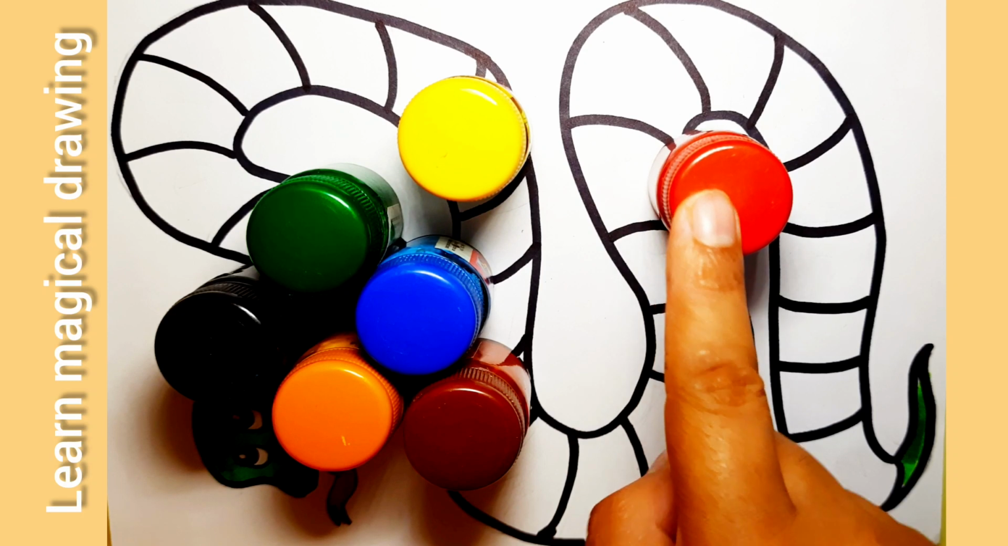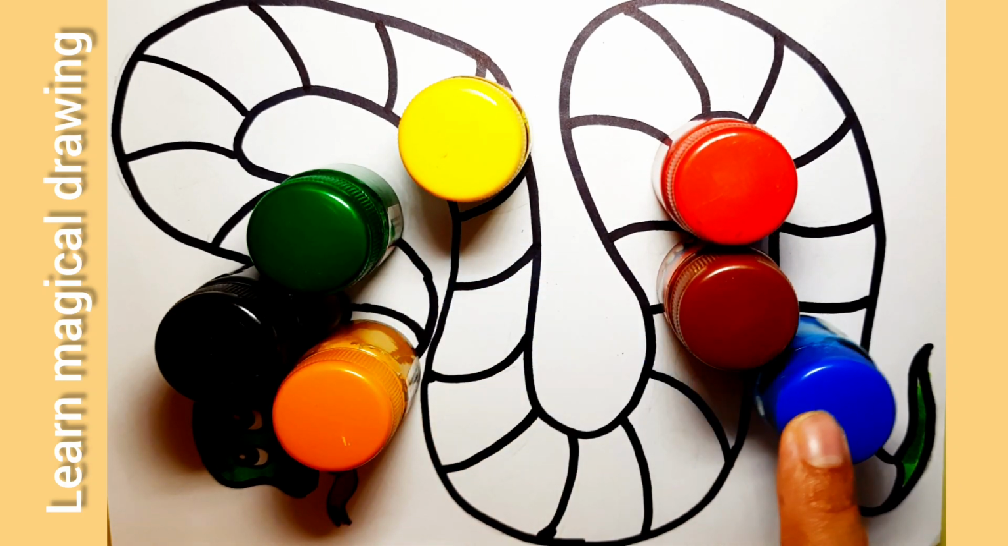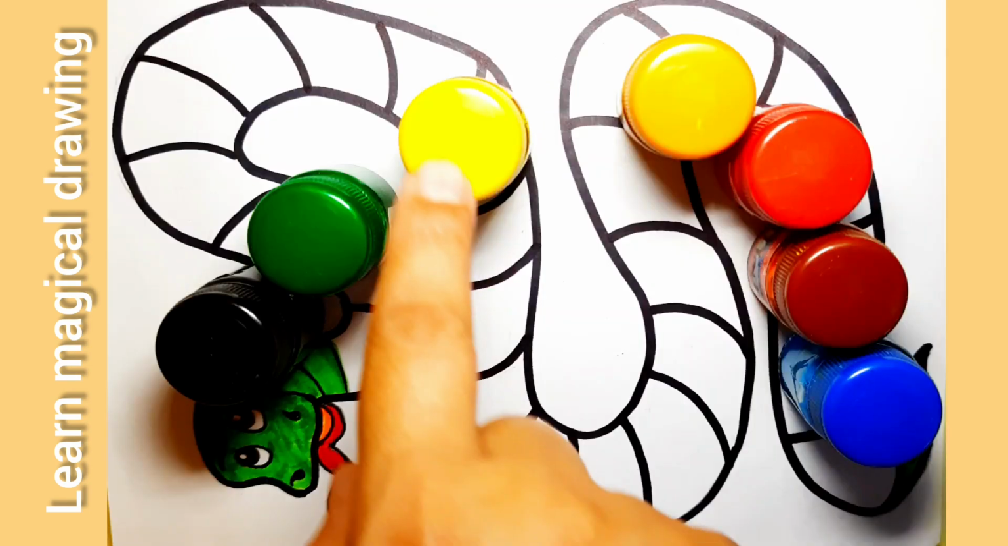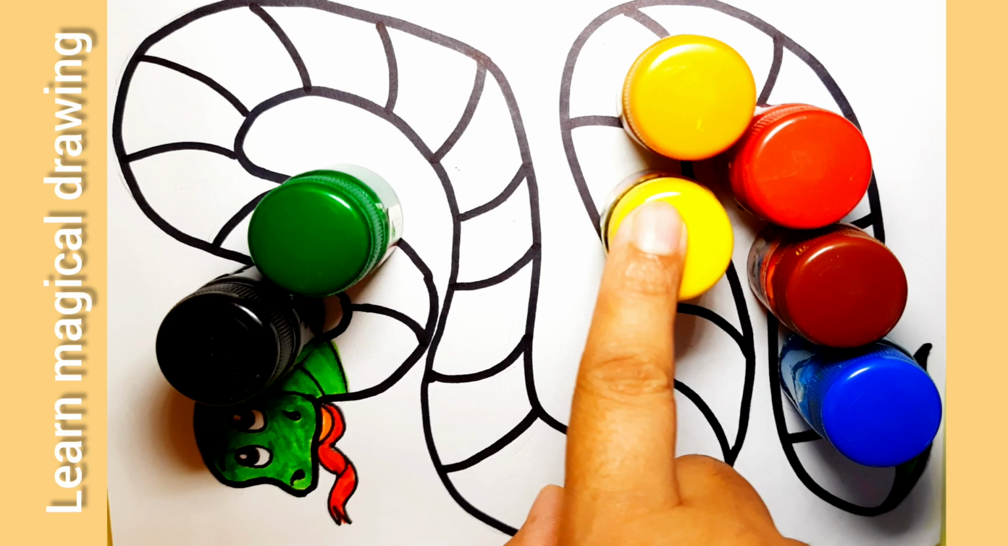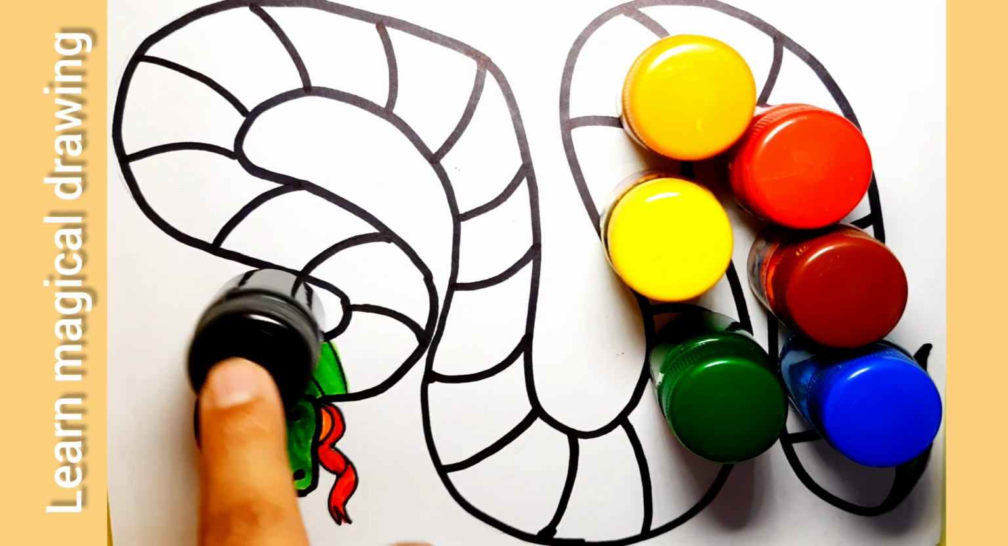Red color, brown color, blue color, orange color, yellow color, green color and black color.